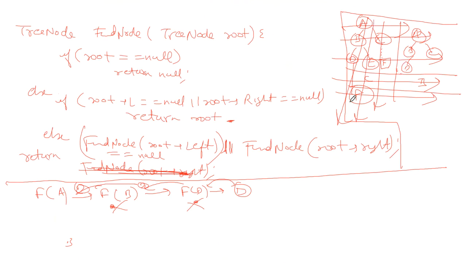Recursion grows like this. In recursion, first A got processed, then B got processed, then B got processed again, and we got the answer. In the iterative approach, first A was processed, then B was processed, then C was processed, and we got the answer.